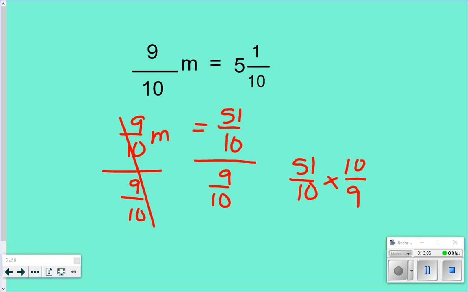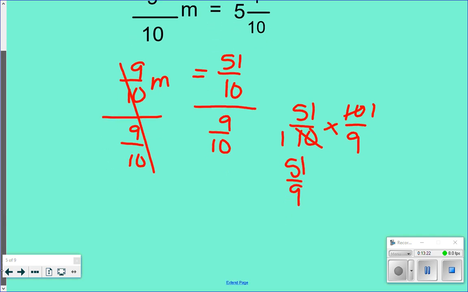And notice you can do a lot of reducing. 3 might even go into 51. I think 3 does, but I think it's 17 times. But 3 goes in once, goes in once. So it'll be 51 over 9. And then I really like it. This isn't wrong, but I like it when you make it a mixed number, okay? Because what does 51 over 9 mean?